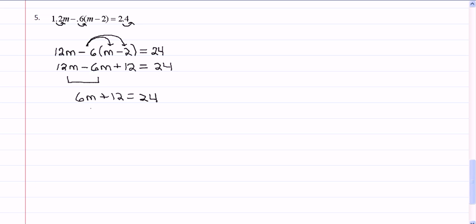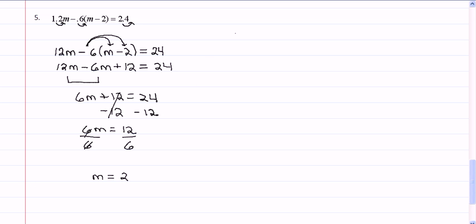M is the variable I want to solve for. Since the 6 is in front, that's being multiplied, and the 12 is being added, I move the 12 over first by subtracting. So that I have 6m, my 12's cancel, is equal to 12. And the last step in solving for m, I divide both sides by 6, since the m is being multiplied. My 6's cancel, and I have m equals 2.